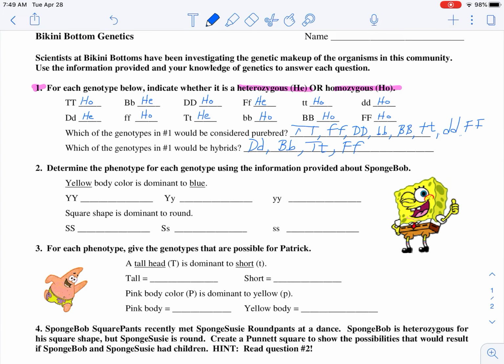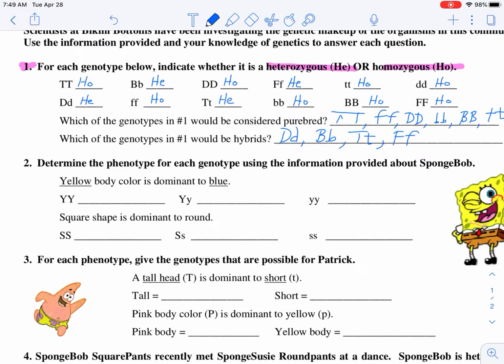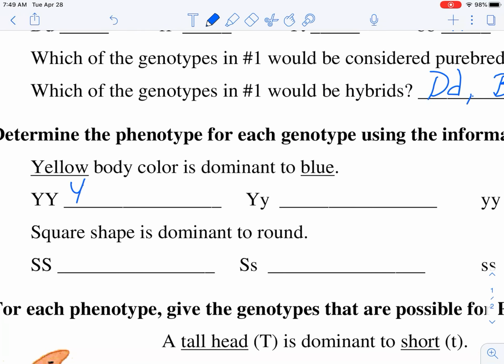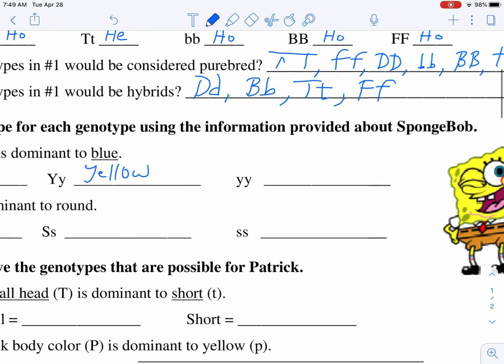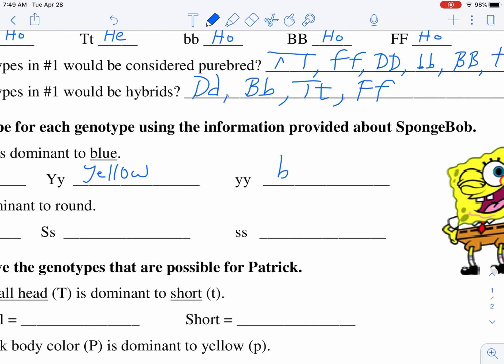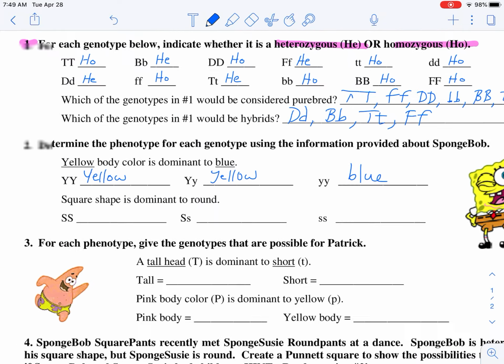For number 2, you had to find the phenotype for each genotype. The phenotype is the actual physical trait that shows up. The genotype is going to be the letter pairs. So it's asking you which letter pairs will produce what traits. So 2 capital Y's would produce yellow, lowercase and a capital Y, the second one, heterozygous, would be yellow. And if you had 2 lowercase y's as a genotype, the phenotype that showed up would be blue.